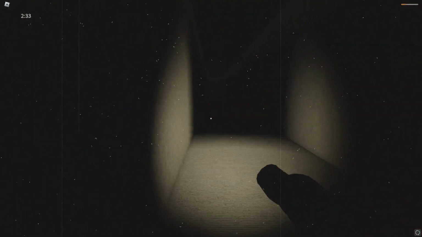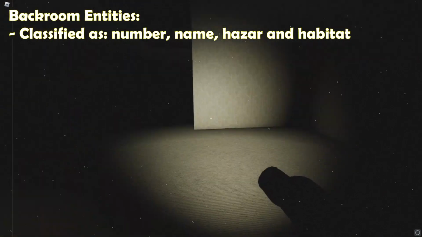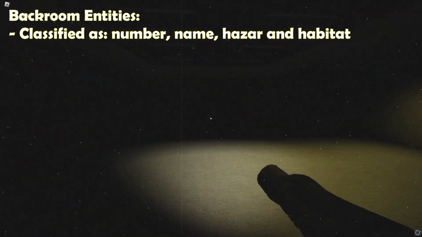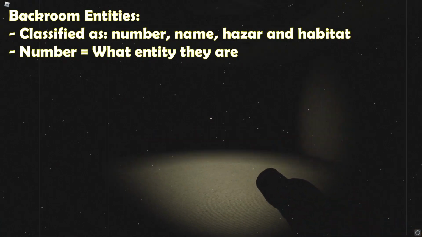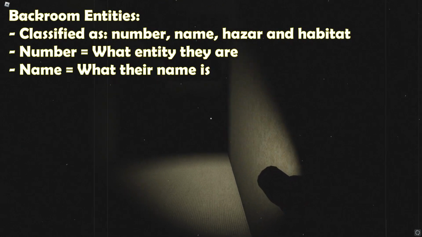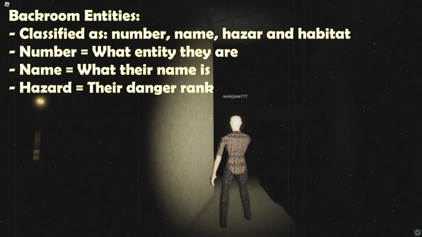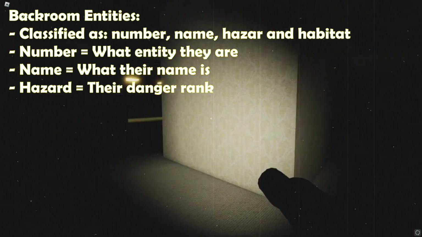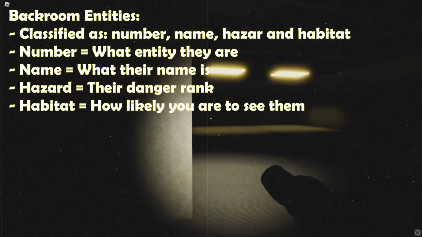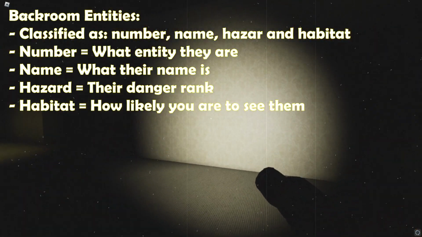So now on to backrooms entities. So what are backrooms entities? Well, they are classified basically by 4 categories: their number, name, hazard, and habitat. So number basically just means what entity they are, like entity 1, 2, 3, etc. Their name is the name they were given, and the hazard is from 0 to 7. And the habitat refers to how often you'll encounter the entity while you're in the backrooms.